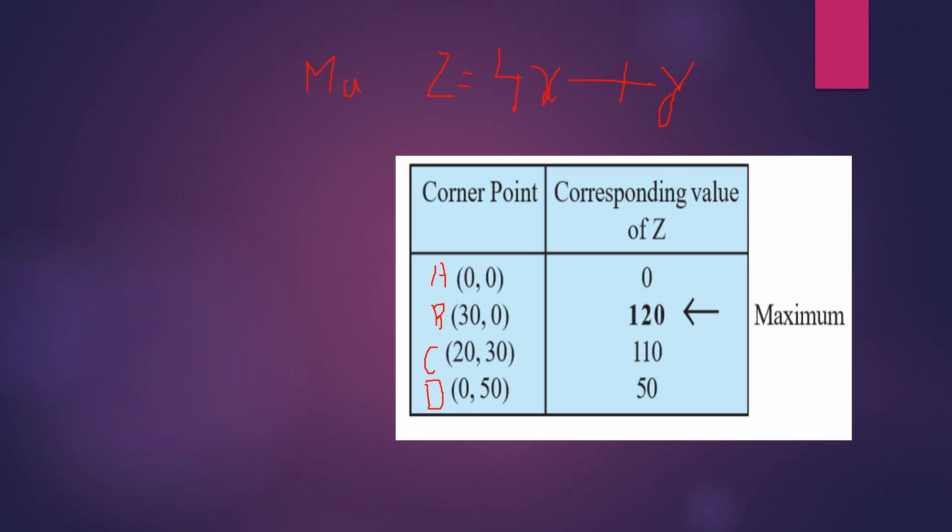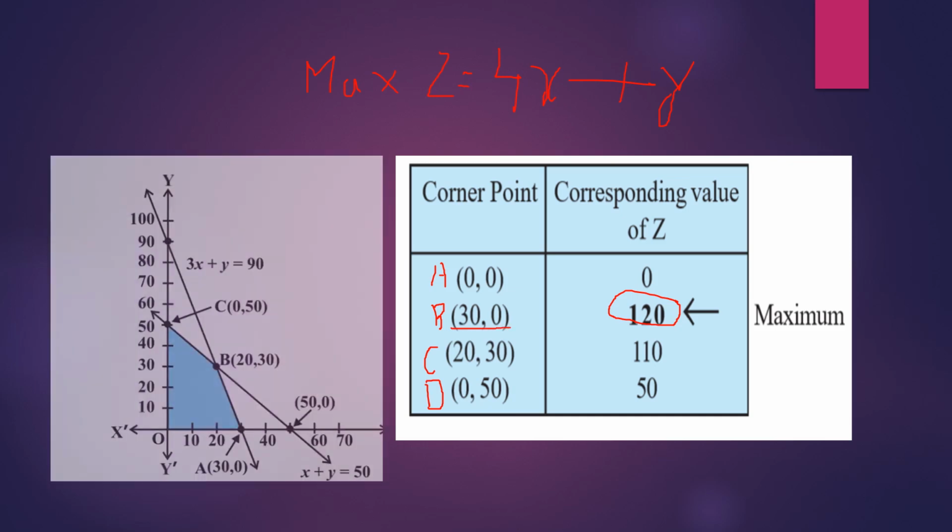So which value of z is maximum? This 120. So I'll say that the optimum solution will be when I buy 30 products of x and 0 product of y. This was the actual graph. This was a feasible region, blue color shaded. You have to show the region. You have to label the points also. Okay. This is the way you will solve.